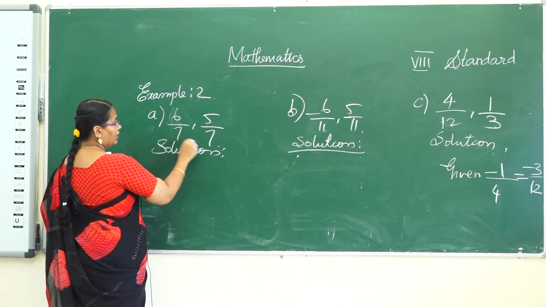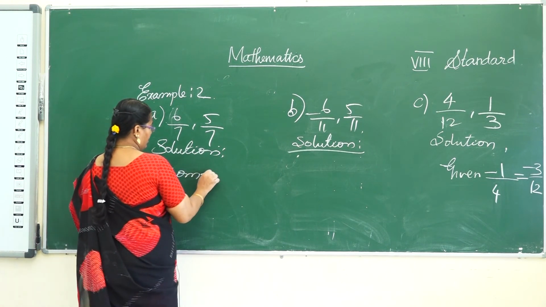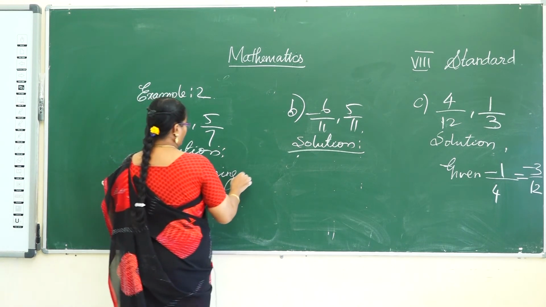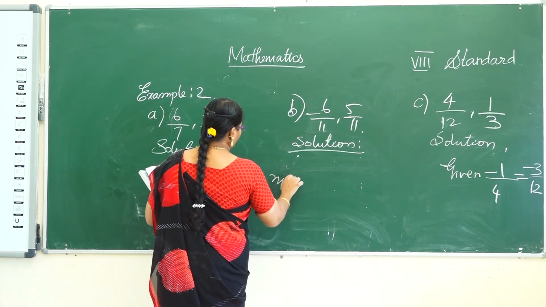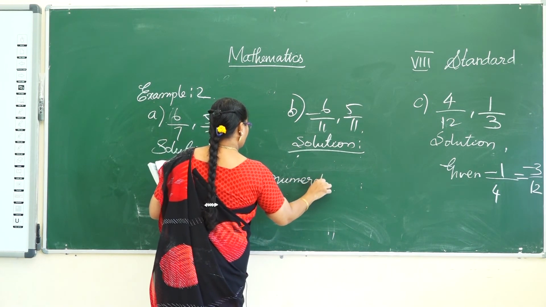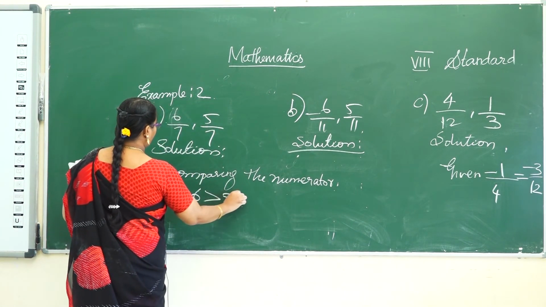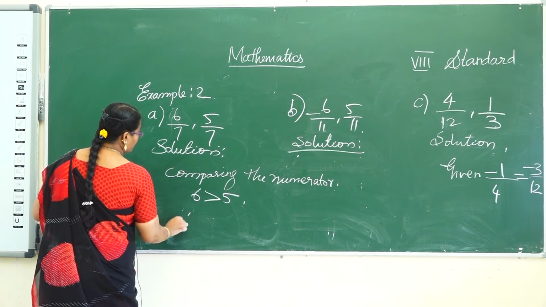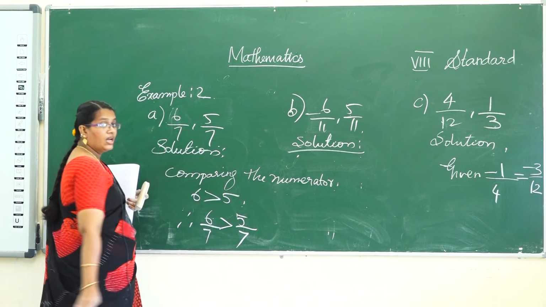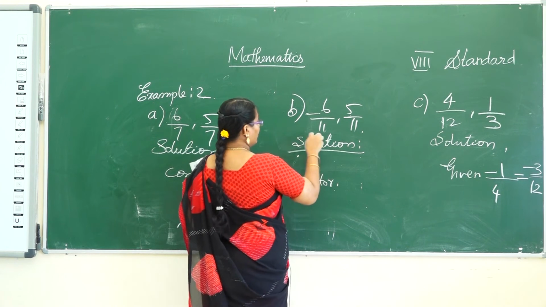So, comparing, the denominators are the same. Denominators are the same. The numerator: the 6 is greater than 5. Therefore, 6 by 7 is greater than 5 by 7. Is it? Already we learned the rules. Okay. And next, B.